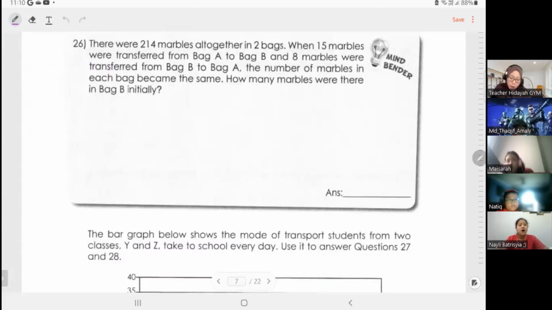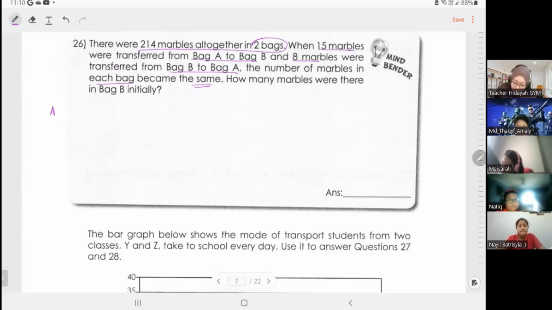Okay. There were 214 marbles altogether in the 2 bags. When 15 marbles were transferred from bag A to bag B and 8 marbles were transferred from bag B to bag A, the number of marbles in each bag became the same. How many marbles were there in bag B initially? We're going to work backwards. I'm not going to apply any concept here because it's quite straightforward, since the change is just between the 2 bags.